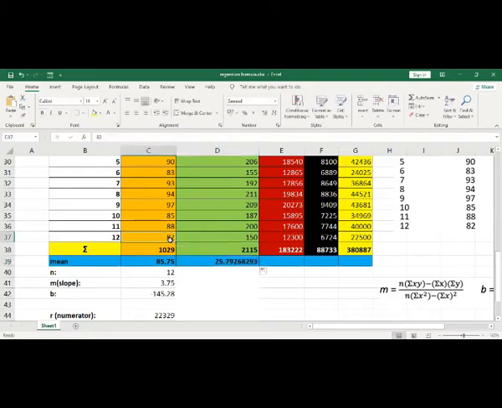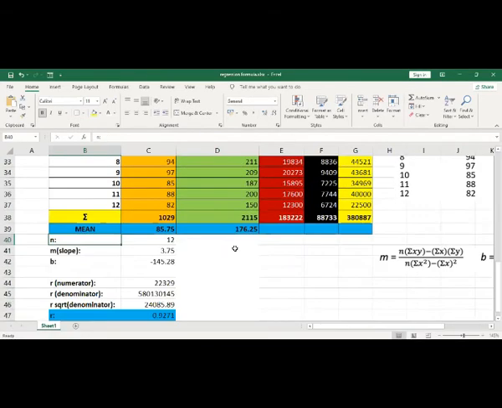Oops, namali. Wait lang. It should be 12. Na-misalign siya as you can see. So, move mo lang. Dapat 12 yung i-divide mo. So, that's 176.25. Yan yung mean niya. Now, we're done with that.